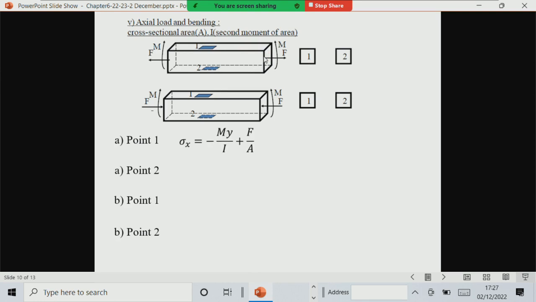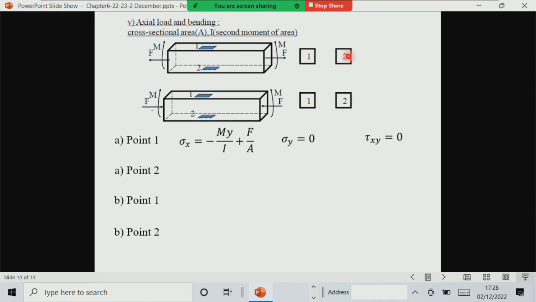So sigma x for point one. F is tension, so this creates a tensile stress. This is on the compression side, so this is minus My over I plus F over A. This is the stress applied in the x direction to element number 1. Sigma y is equal to 0, we have no force applied in the y direction, and shear stress is also equal to 0.